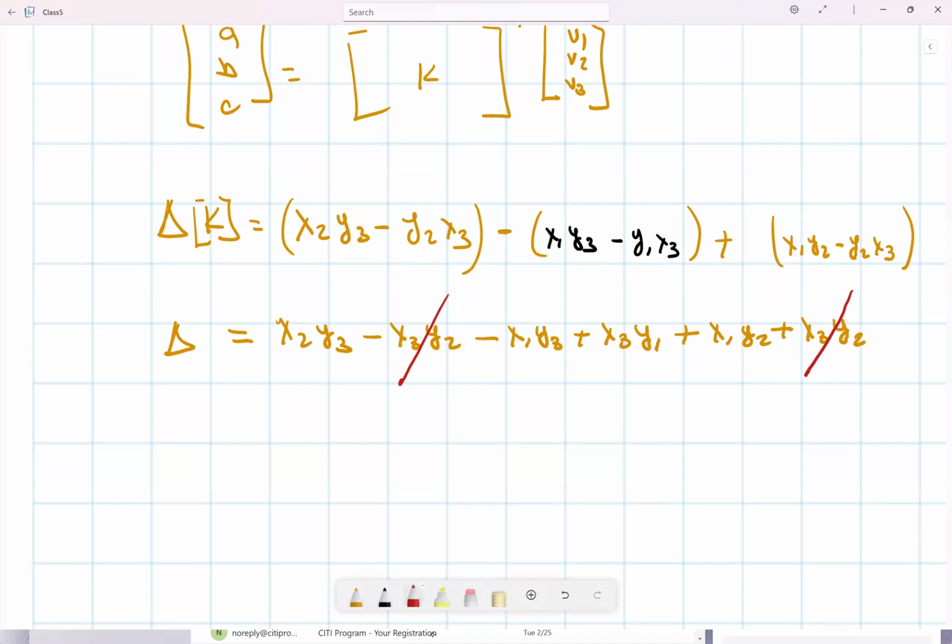I just put the x at the beginning to be able to see it. This is x2 y3. This I just changed, x3 y2. Negative x1 y3. Positive x3 y1. That one is negative. Nothing cancels out. Oh, it has to cancel.